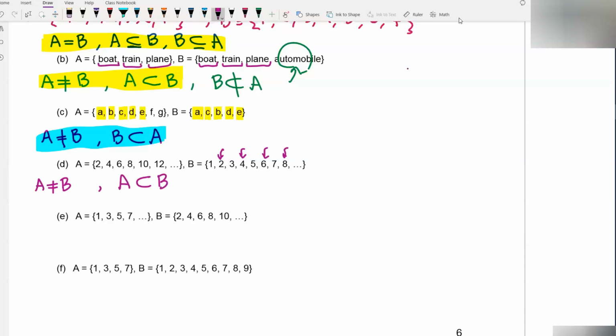And what about B? Are all these members inside B? Can you find them inside A? No, we don't have odd numbers here in A. And okay, that's it. That is the answer for this one.